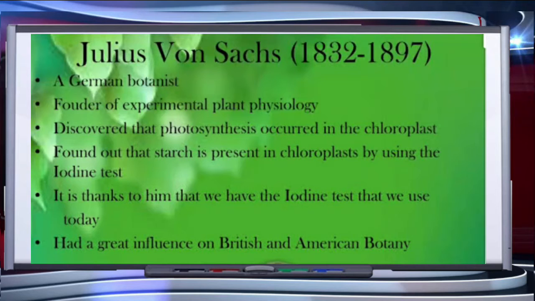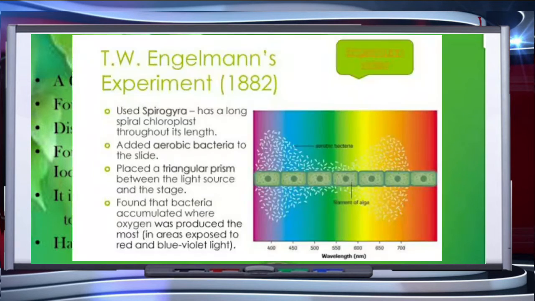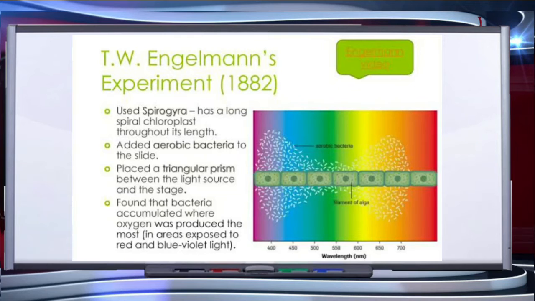In 1854, a German botanist, Julius von Sachs, also known as the founder of experimental plant physiology, discovered that photosynthesis occurred in the chloroplast. He provided evidence for the production of glucose in the green parts of the plants, stored in the form of starch.